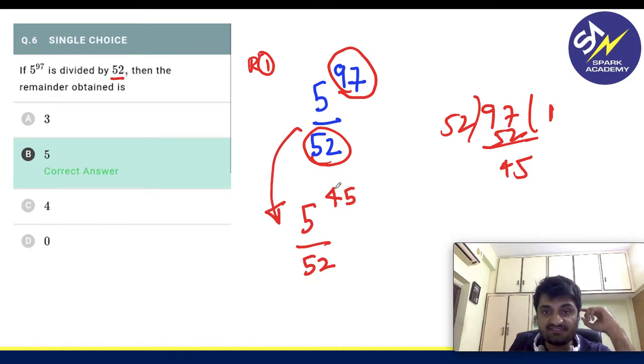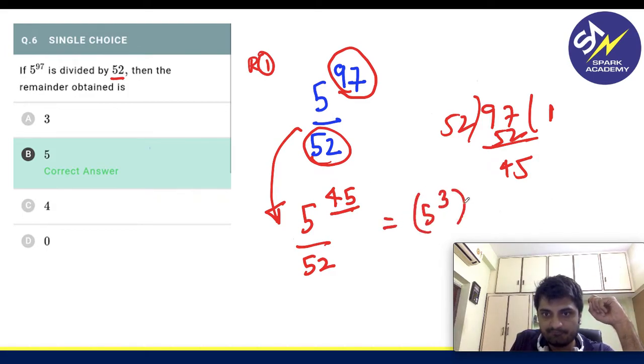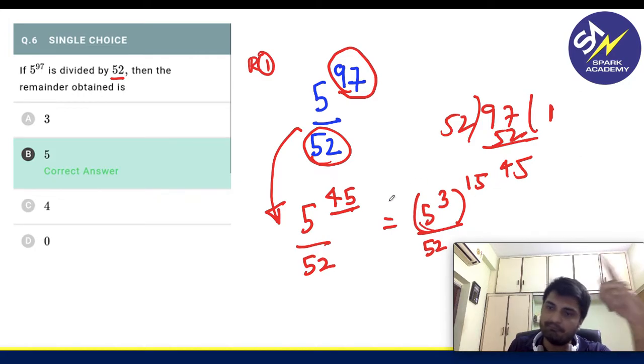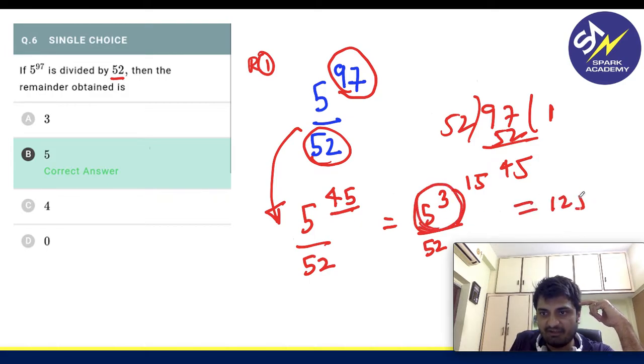The next step is, this is 5 power 45, right? 45 is definitely divisible by 3, right? Can I write this as 5 cube whole power 15 whole divided by 52? Correct? So what does it mean basically? I am writing this as 5 cube. 5 cube is what, guys? This is basically 125 whole power 15 whole divided by 52.